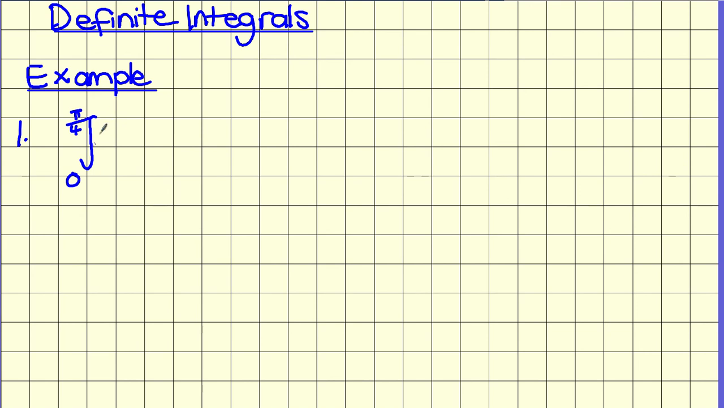Okay, so we're going to work out the integral between the limits of 0 and pi over 4, in brackets, x plus 4, close bracket, sine 2x dx. Okay, so that's your question.